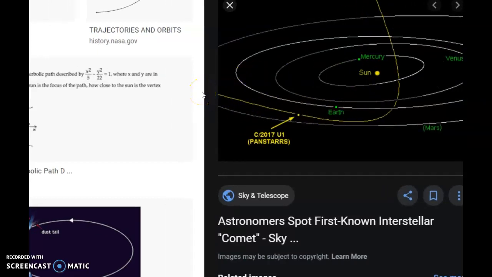It comes from either the Oort cloud or the Kuiper belt, which surround the solar system way out there. It comes in, and then it goes out and is never seen again. So it only enters the solar system once, and leaves forever.